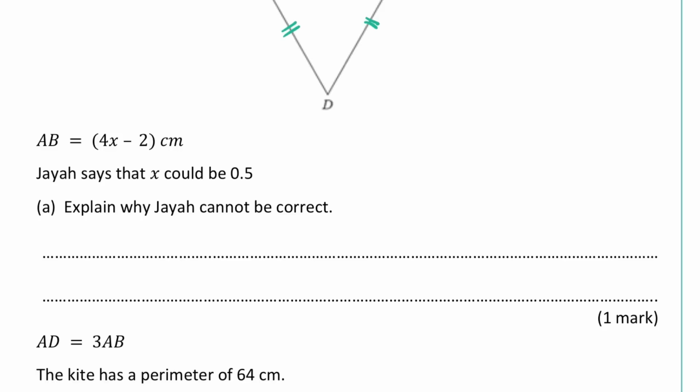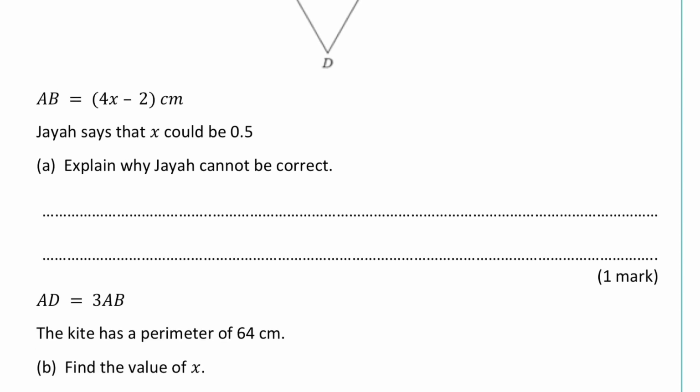It says Jaya says that x could be 0.5. Explain why Jaya cannot be correct. Now, don't forget in these questions, when it says they cannot be correct, they are never correct. So you're always trying to prove why they're not. So don't say Jaya is correct. Okay, she's wrong. It tells us she's wrong. So if x is 0.5, well, if the side length is 4x minus 2, which of course means 4 times x, take away 2, well, let's just put it in and see what we get. So that's 4 times 0.5 and take away 2.